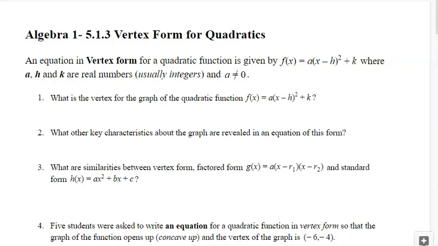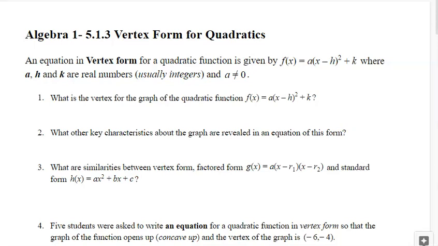An equation is in vertex form for a quadratic function when it is written in this way: f of x equals a times x minus h squared plus k. The a, the h, and the k are real numbers. We usually use integers, but not always. Sometimes they're decimals and fractions. But a cannot equal 0. If a is equal to 0, then it is not a quadratic function.